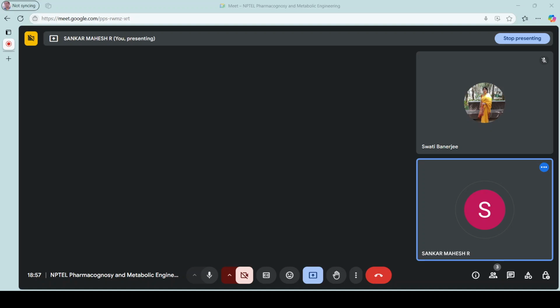The next question is: identify among the following the correct group of phenolic compounds within which podophyllotoxin belongs. Option A lignan, option B stilbene, option C lignin, option D tannin. You can take a couple of minutes to think about this question and then try to answer this.